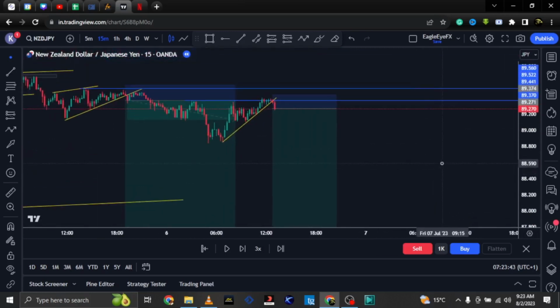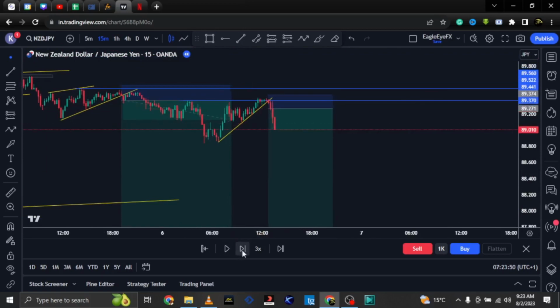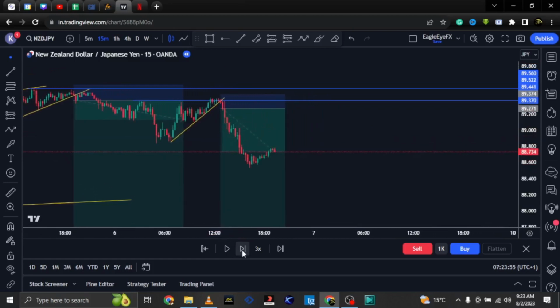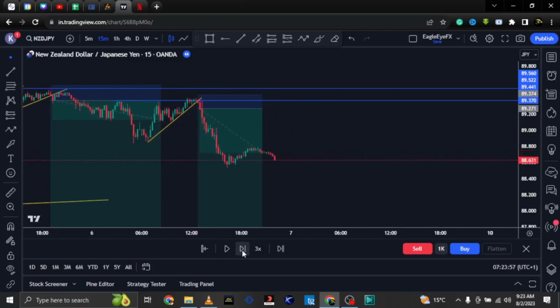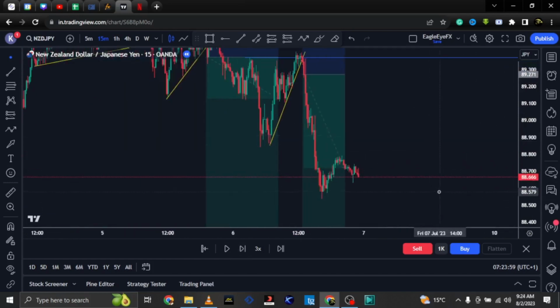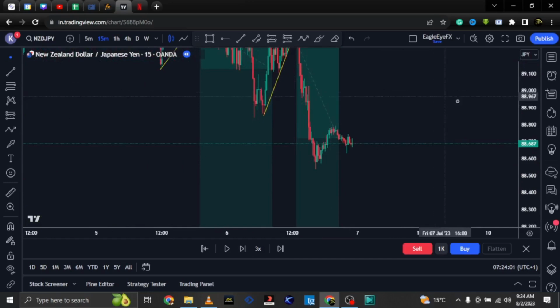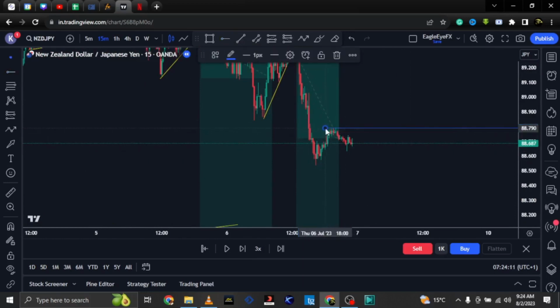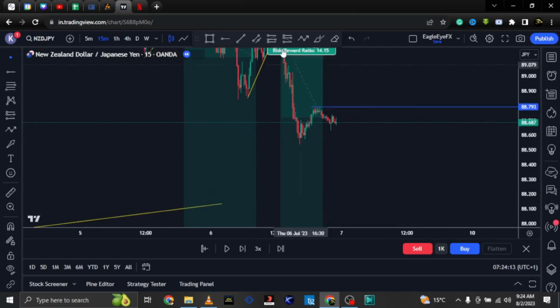Okay, so now let's look at how it actually plays out. So we have that. Look at that, it goes straight. And you see that plays out. Now look at this. Once it moves, it begins to give us another structure. So you can see that we can place our line over here. Let's see if we can take advantage of this.